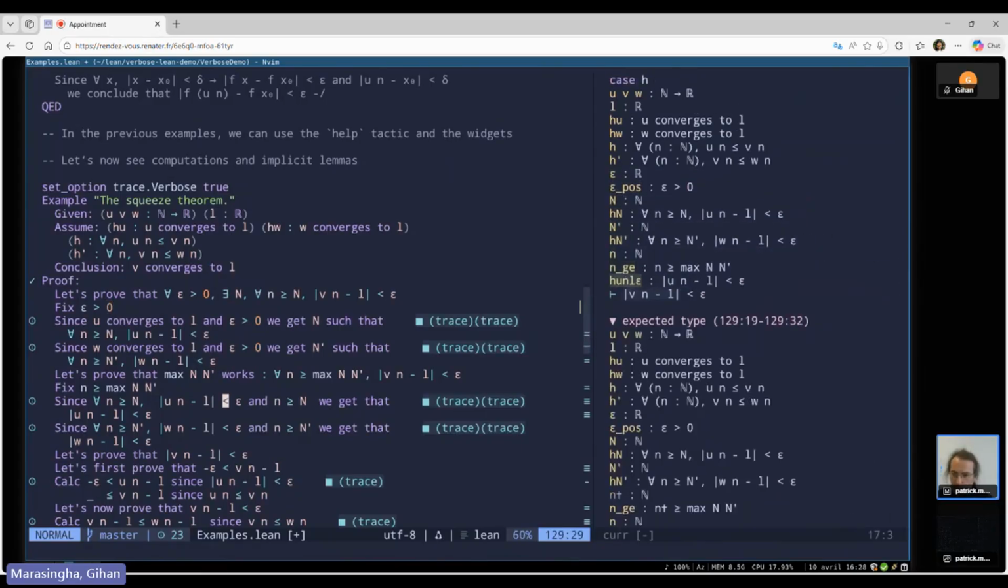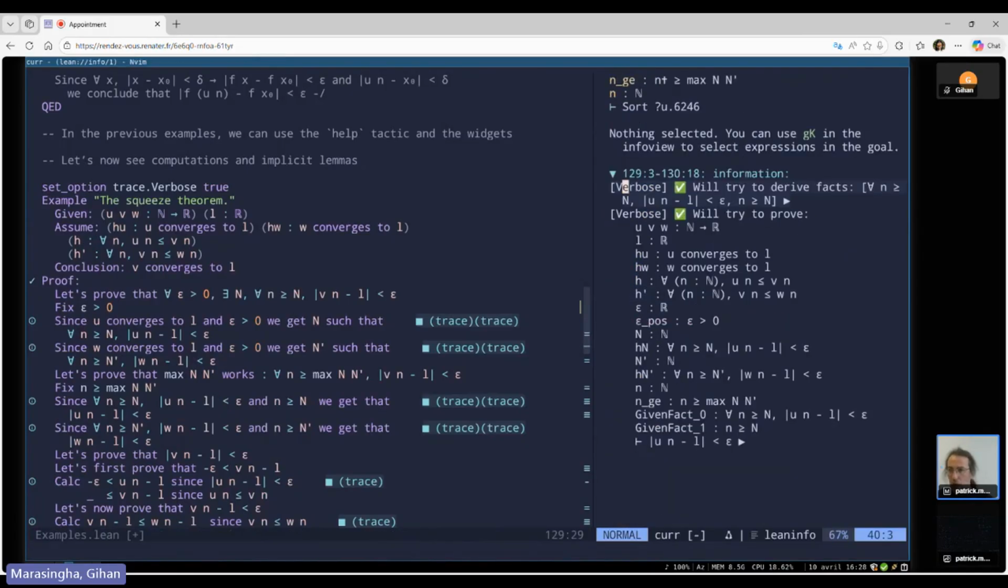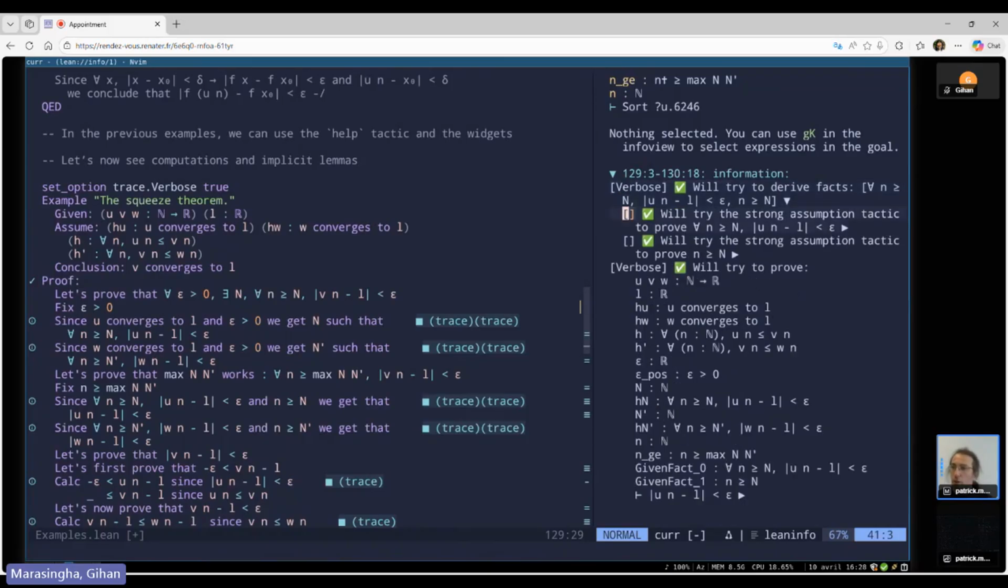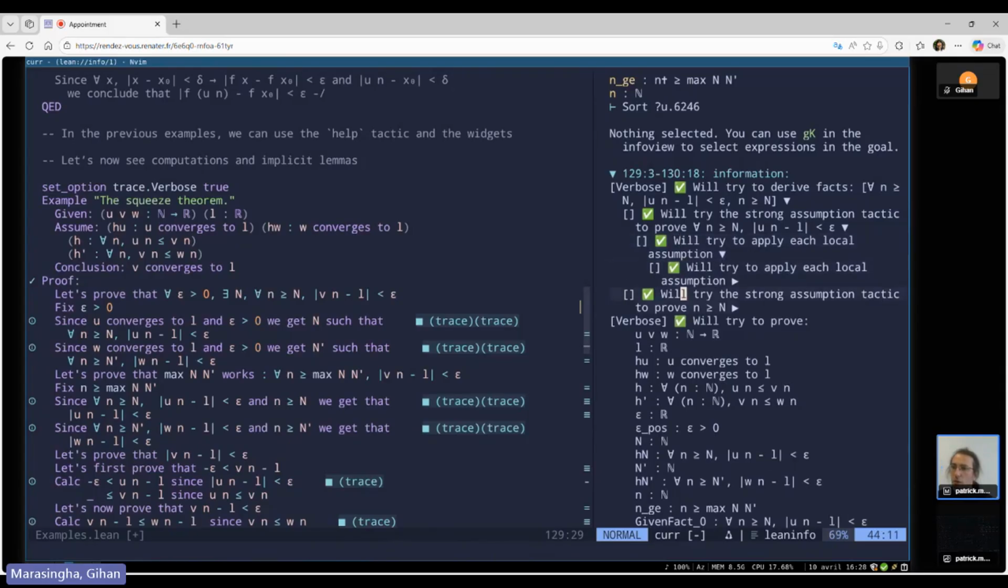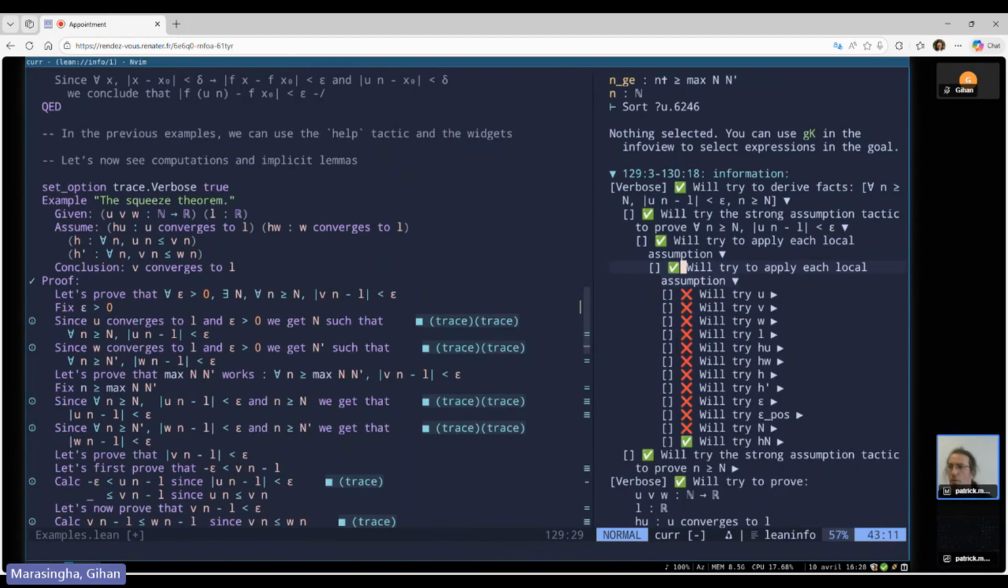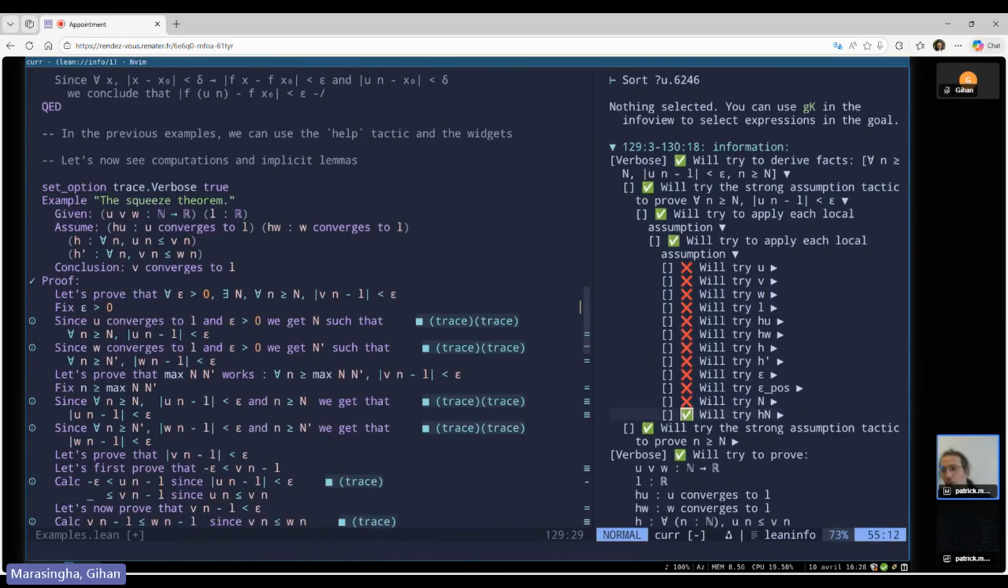For instance, here is the first tactic where something interesting is happening. So the trace is telling me Verbose will try to derive the two facts that were announced by since, so the for all and the fact that n is bigger than capital N. So let's see how this was done. The first one is not very interesting. It tried all the assumptions. So it says we'll try to apply each local assumption. But so it tried applying U, that does not work, and so on. And HN is exactly this assumption, this claim I was making. So that was not very exciting.